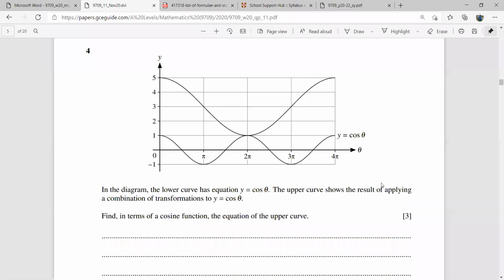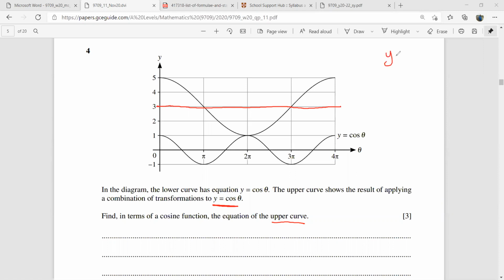Okay, the fourth question is going to test your skills on trigonometric sketching. It says we have been given the equation of the lower curve as y equals cos theta, and the upper curve shows the result of applying a combination of transformations to that. So we have to write down the equation of the upper curve. This can be very easy for you if you just identify the axis of the curve. Look at this, this is the axis of the curve.